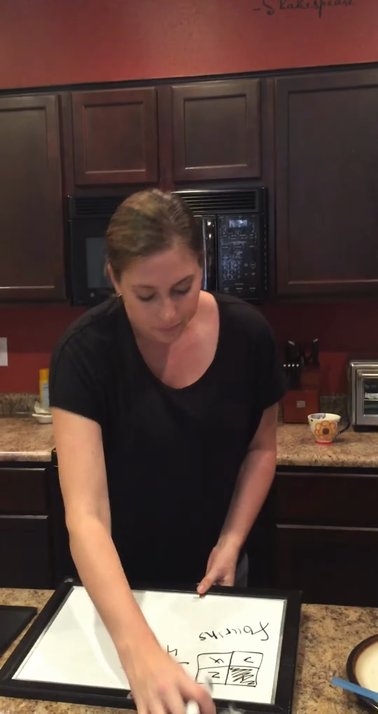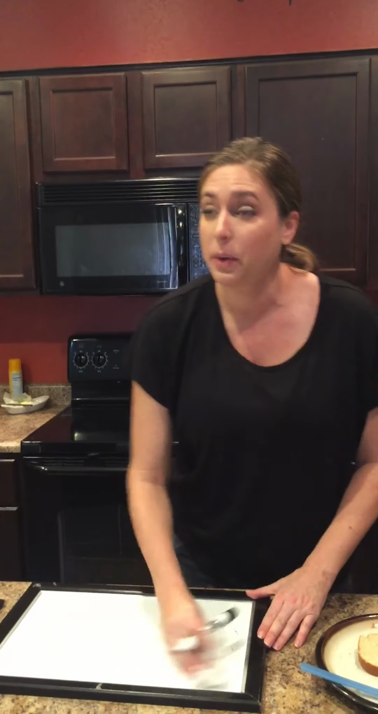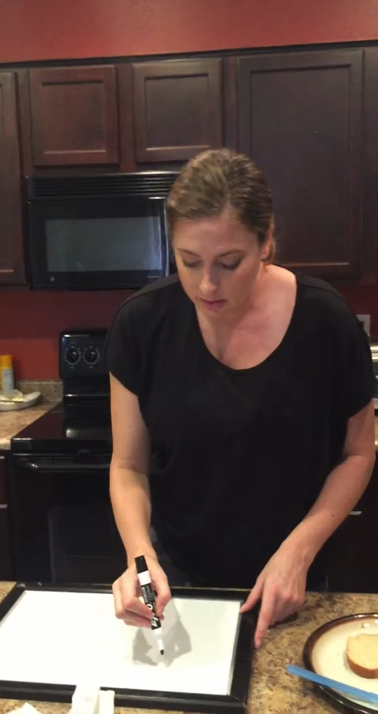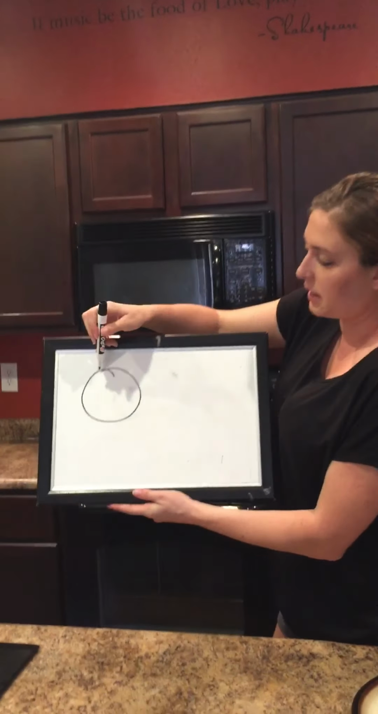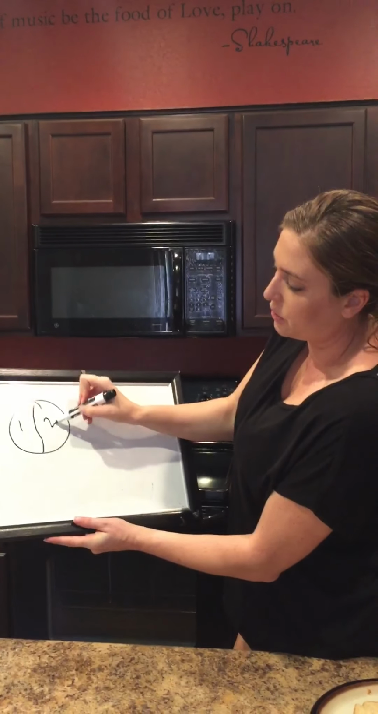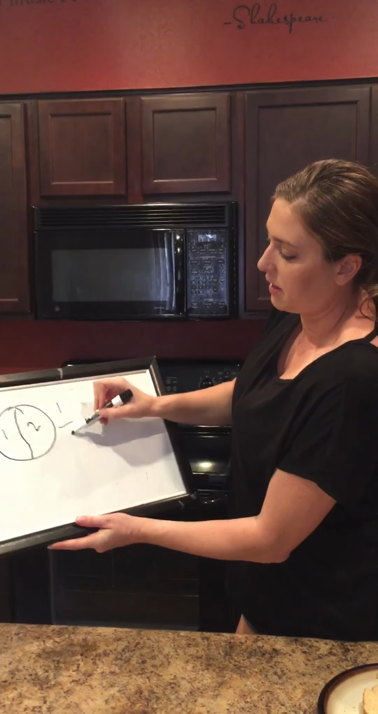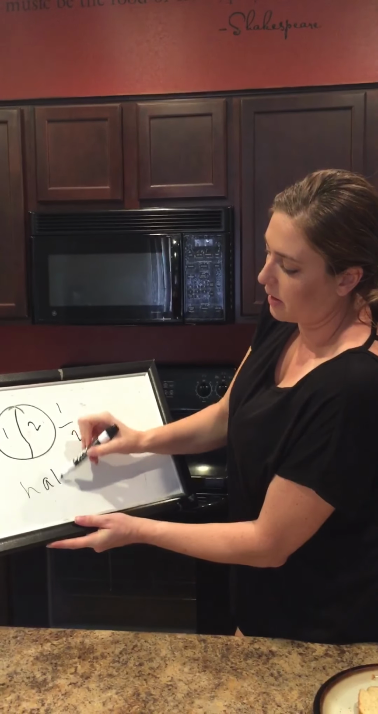Okay, so could we also do this with different shapes? We could, right? We saw the pizza in the video. What shape was the pizza? A circle. Could we cut the pizza in half just like this? Yes, we did. 1, 2 parts. 1 out of 2 is 1/2, right?